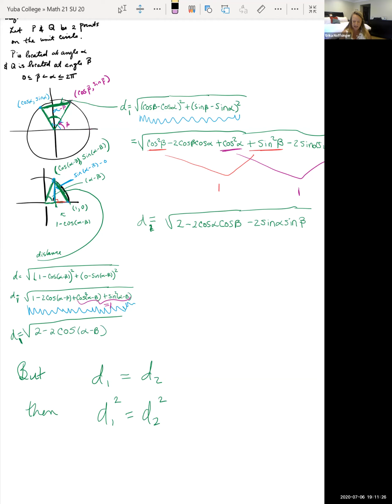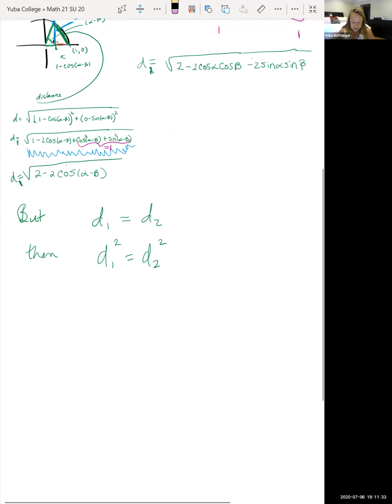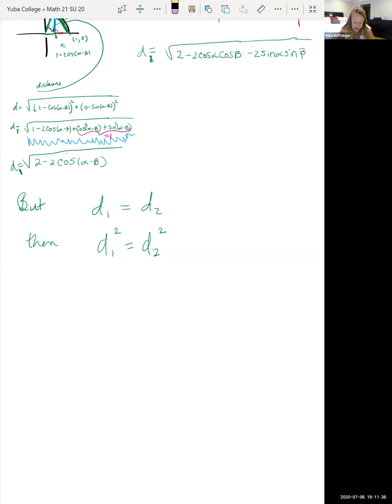I wanted to do that so I didn't have to rewrite this, and I can just get rid of my radical now. So if I square my d sub 1 side, that square root goes away, and I'm left with 2 minus 2 cosine of alpha minus beta is equal to, I squared d sub 2, so that radical goes away, 2 minus 2 cosine of alpha, cosine of beta, minus 2 sine alpha, sine beta.